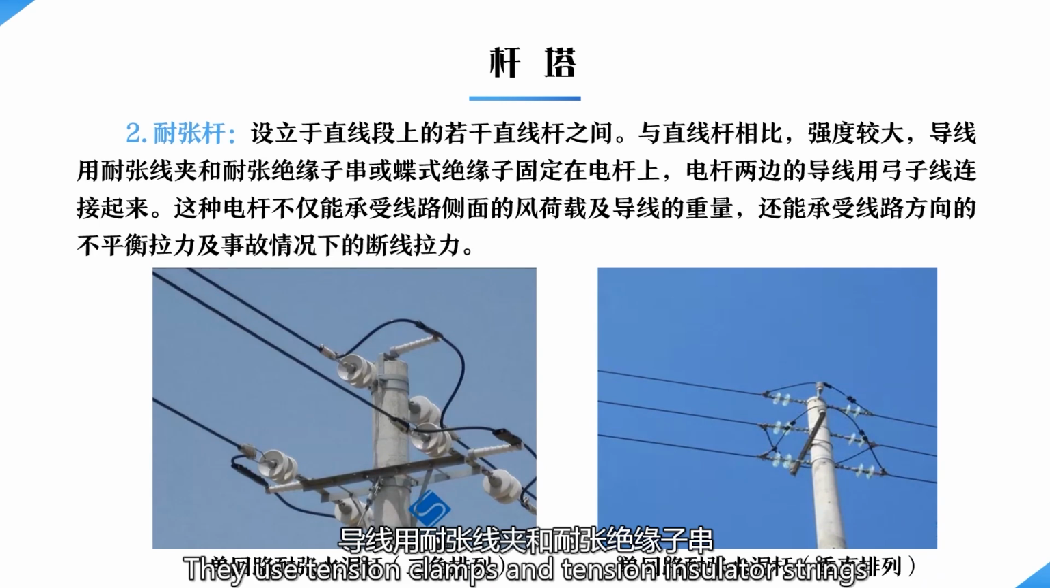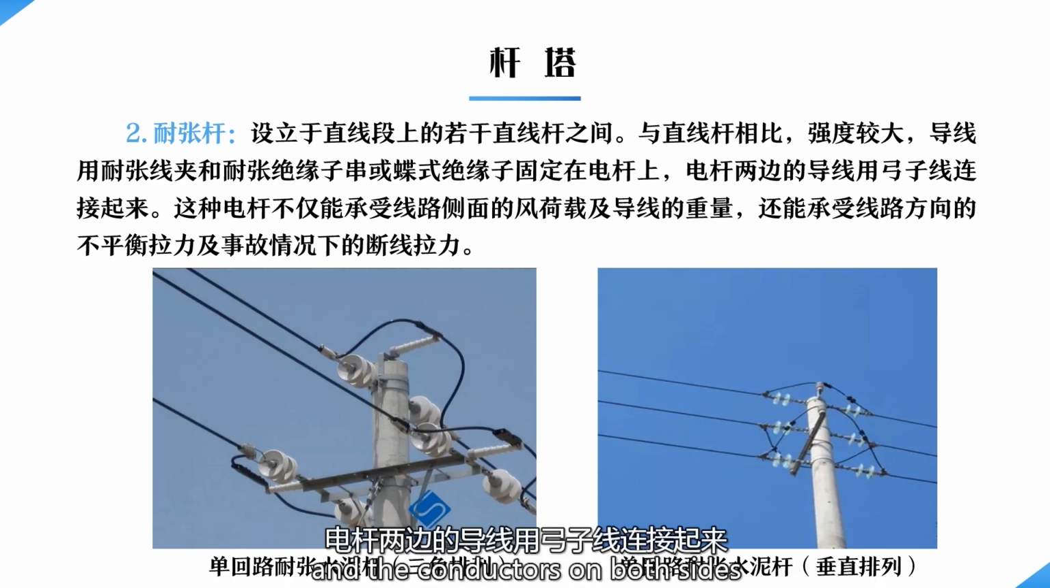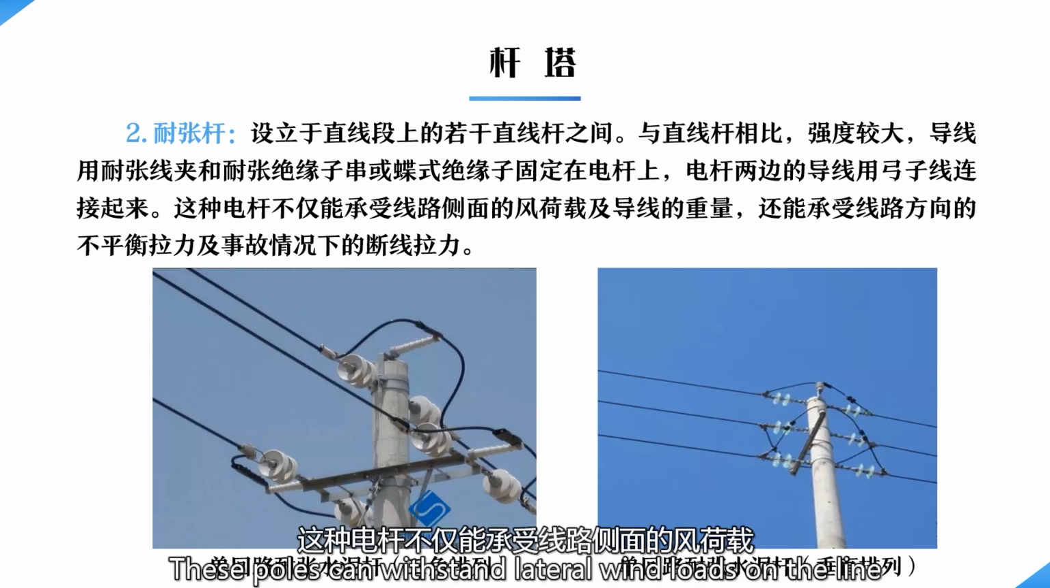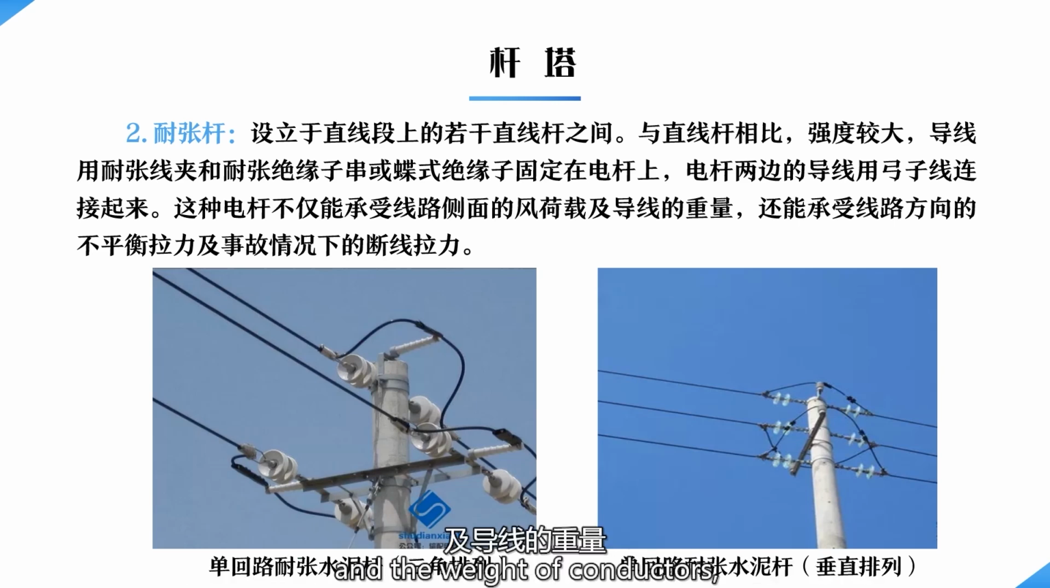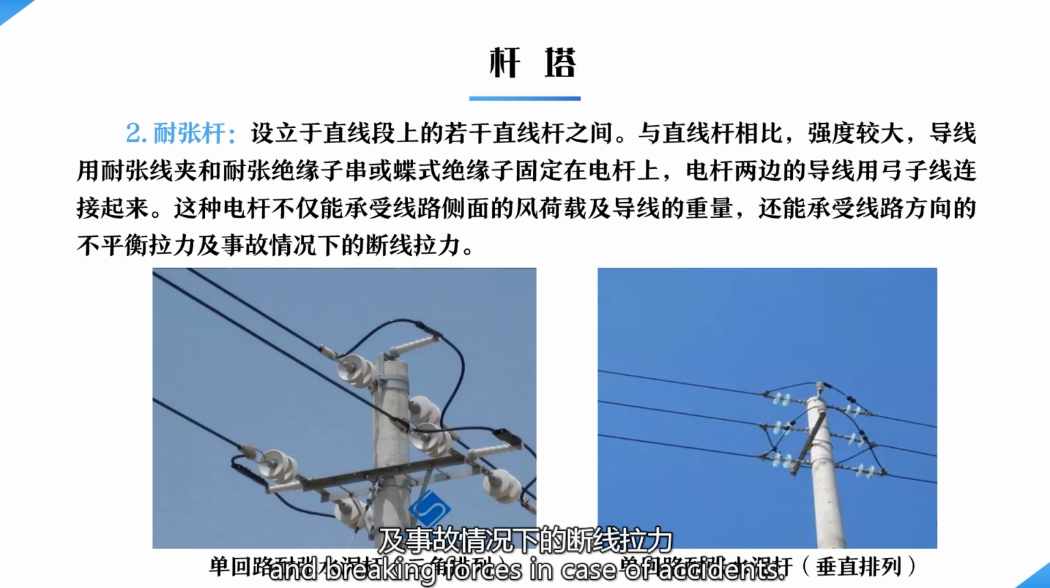They use tension clamps and tension insulator, string, or butterfly insulator to secure conductors to the poles, and the conductors on both sides of the pole are connected by jumper wires. These poles can withstand lateral wind loads on the line and the weight of conductors, as well as unbalanced pulling forces in the line direction, and braking forces in case of accidents.